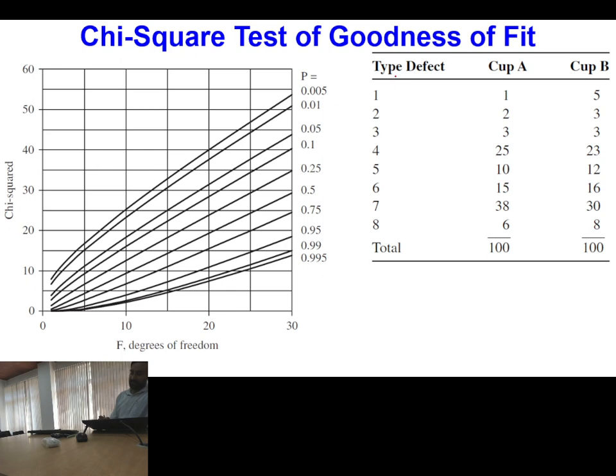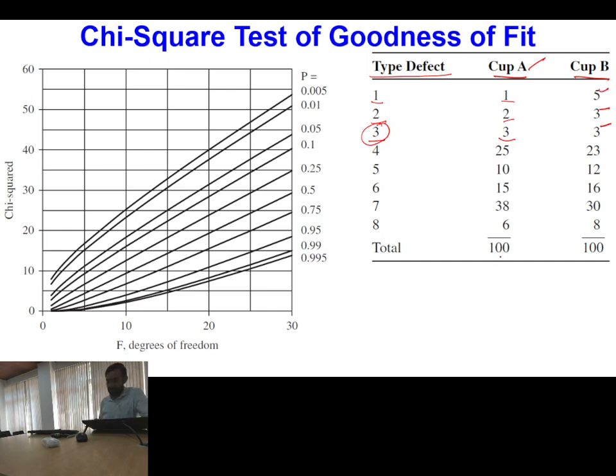Say these are some types of defects being measured in cups. Two sets of cup samples are there. In the first cup sample, say the number of cups having defect 1 is 1, the number of cups having defect number 2 is 2, the number of cups having defect number 3 is 3, and likewise for the others, which are 5, 3, 3. This type of data we have.